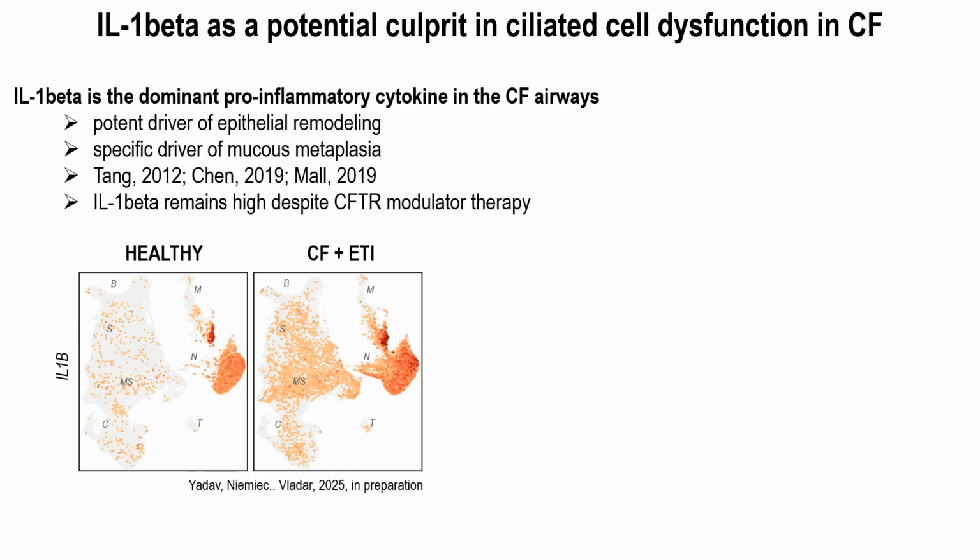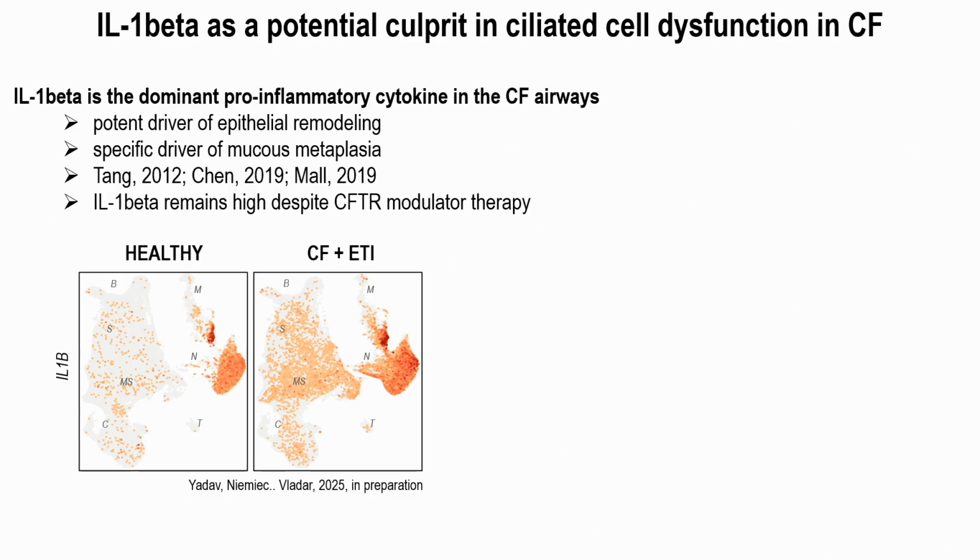Many studies have found this, and we have also recently prepared a manuscript, which is in preparation. We can see here that IL-1 beta, in this single cell sequencing in healthy individuals, shows that there's still a higher amount of IL-1 beta across the cell types, even with the addition of ETI in people with cystic fibrosis. So it does remain high despite this CFTR modulator therapy.